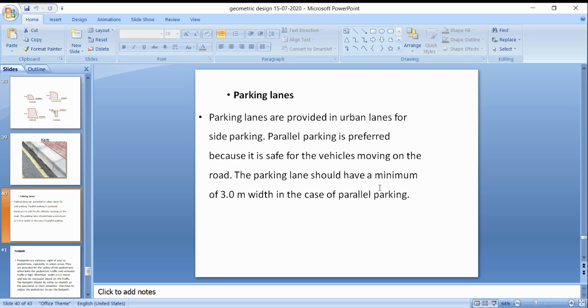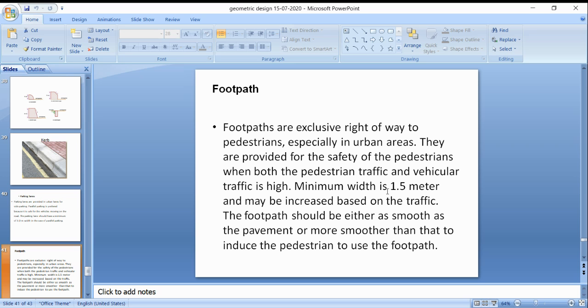So the parking lane should have a minimum of 3 meters width in case of the parallel parking and also footpath. Why we will provide a footpath? Because a right of way here we have seen that shoulder and a footpath all should be in future. At the time of the land acquisition, we have to keep all this consideration right of way.